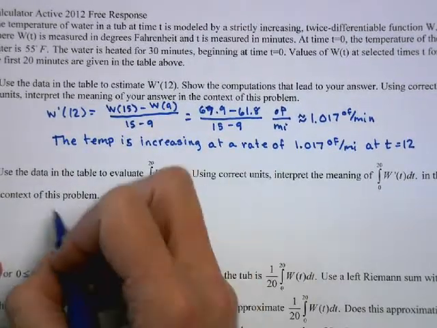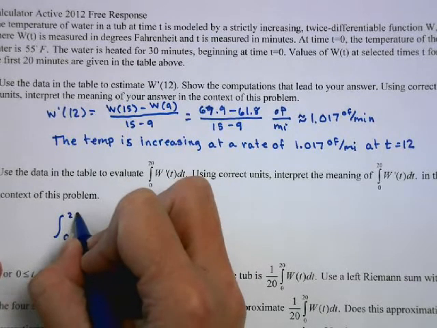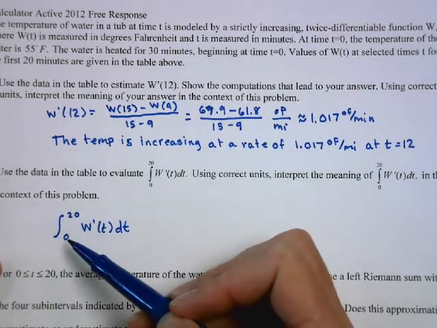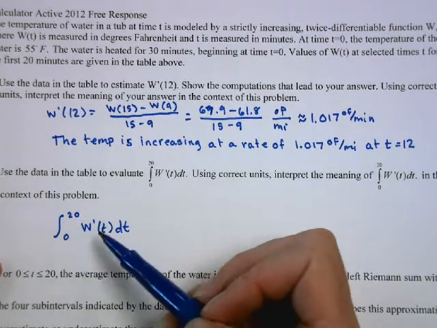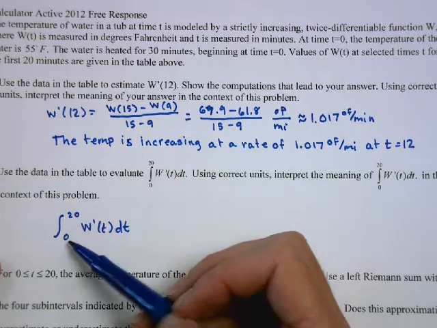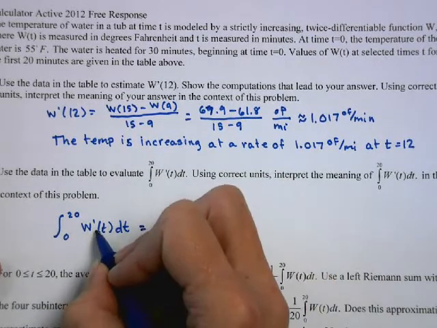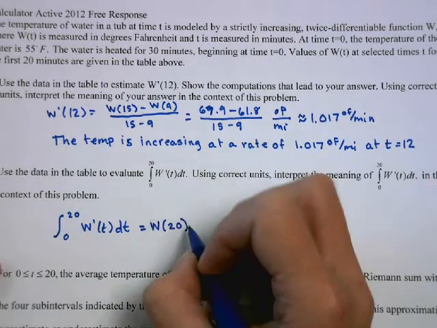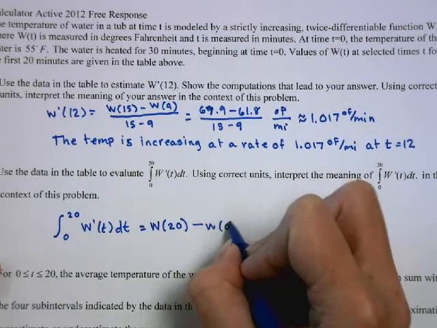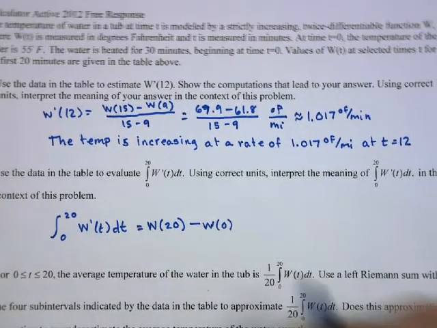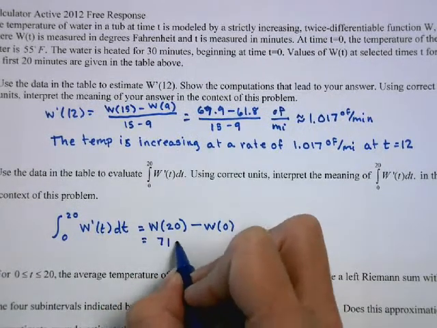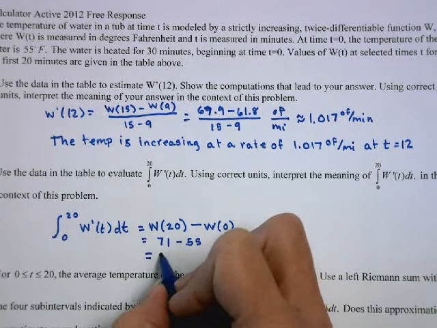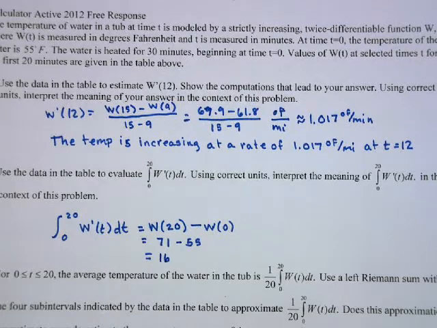But thinking about the fundamental theorem of calculus says that the definite integral is going to be the antiderivative evaluated from 20 to 0. So this is going to be the antiderivative of w prime, which is w. So this is going to be w of 20 minus w of 0, which in this case is going to be 71 minus 55, which is 16. Okay, so what is this?